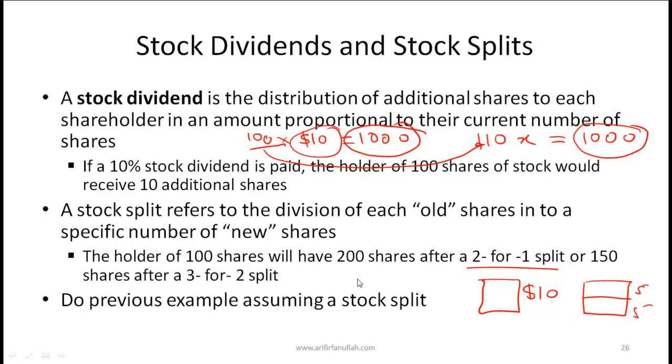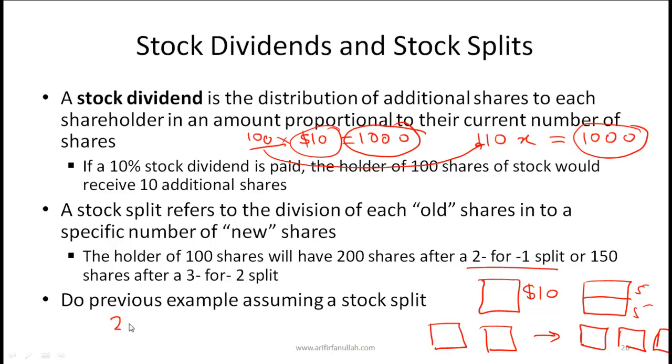If a company announces a 3-for-2 split, this means that for every 2 shares that you have, these then become equal to 3 shares. So this is a 3-for-2 split. A 3-for-1 split would mean that for every 1 share you now have 3 shares, and so on. Why do companies do this?